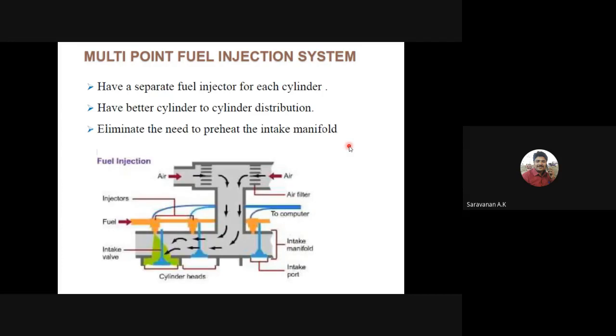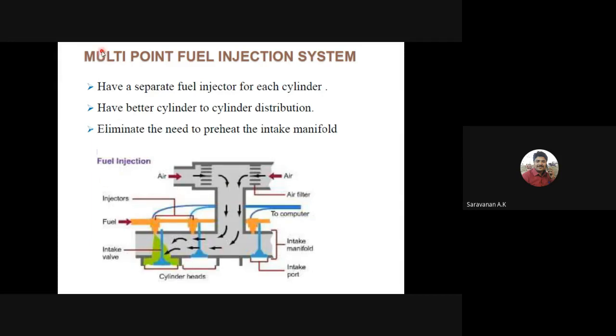Then the multi-point fuel injection system, right? In olden days we used the multi-point fuel injection system, but in recent trends we are using the gasoline direct injection system, that is the GDI system, right? It will be discussed in unit 2 itself.